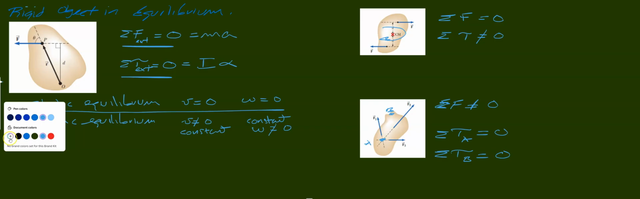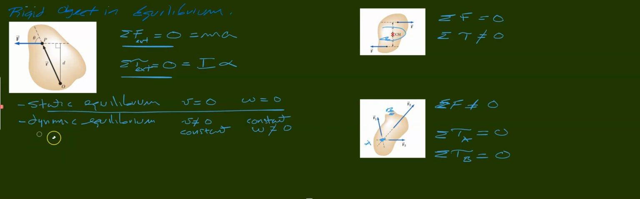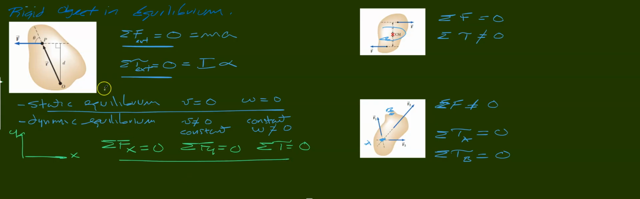To fully have equilibrium in an object moving in the XY plane, you're going to need the forces in X to be 0, the forces in Y to be 0, and the torque to also be 0. You need all three conditions to have a rigid body fully in equilibrium.